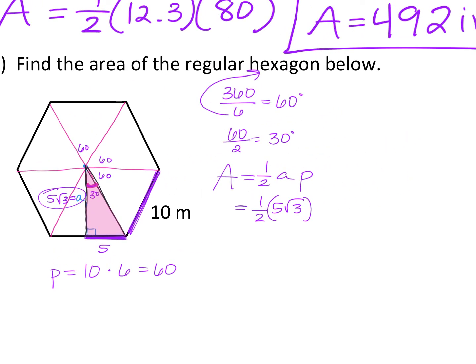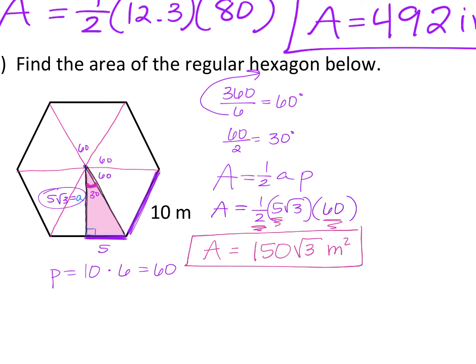So we come back up here. Area equals 1/2 times the apothem times the perimeter. Okay, now we want these in simplest radical form. What do you plug into your calculator? 1/2 times 5 times 60. Do not plug in the rad 3, okay? 1/2 times 5 times 60. What do you get? 150. Then you can attach the radical, and then you label meters squared. Okay, so that will be the area of that whole thing.